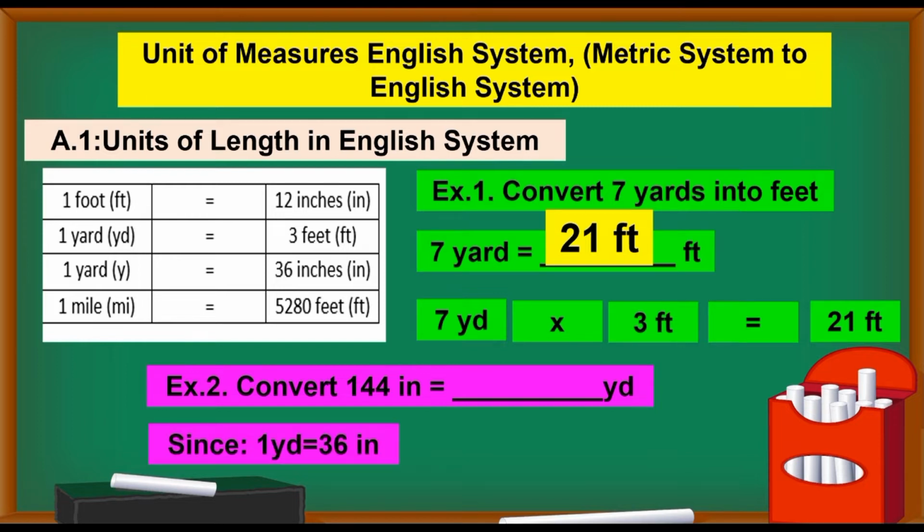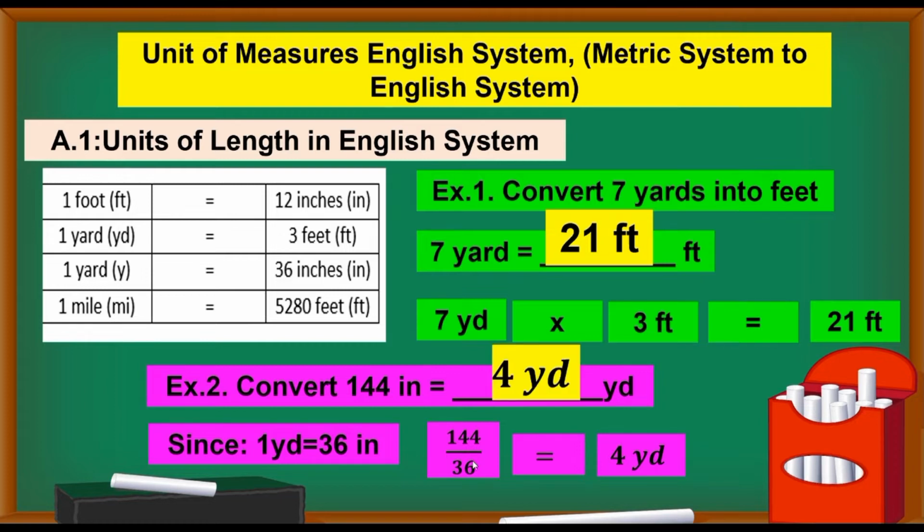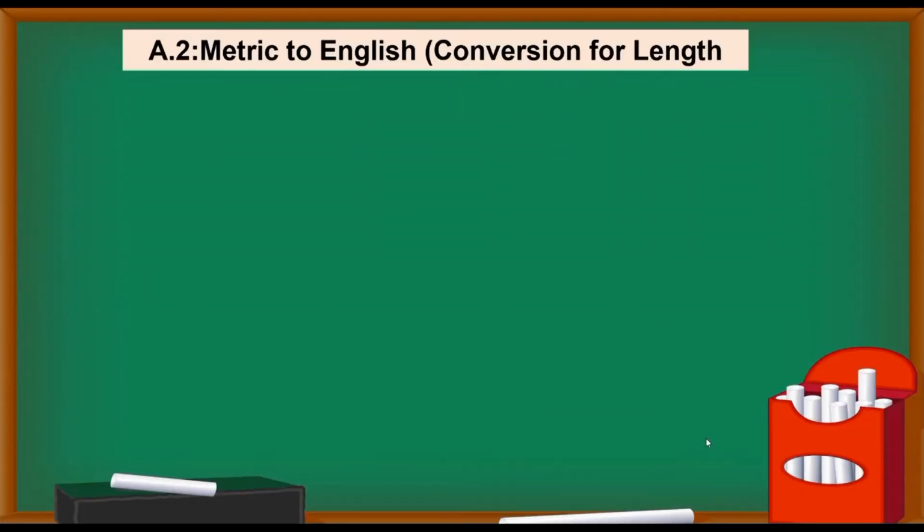So, paano po? We have in every 1 yard is equivalent to 36 inches. And then, 144 divided by 36. And that would be equals 4 yards. So, therefore, in every 144 inches, there is equivalent to 4 yards. So, let us have another.